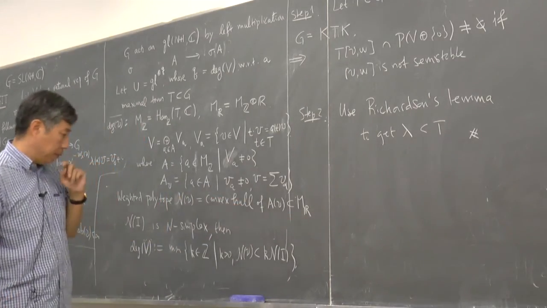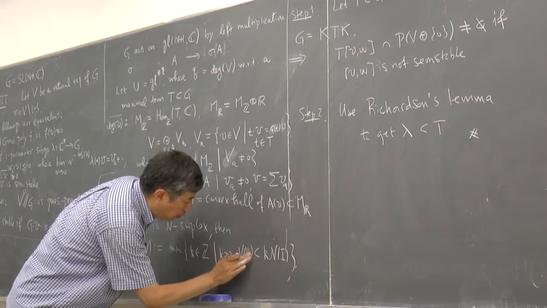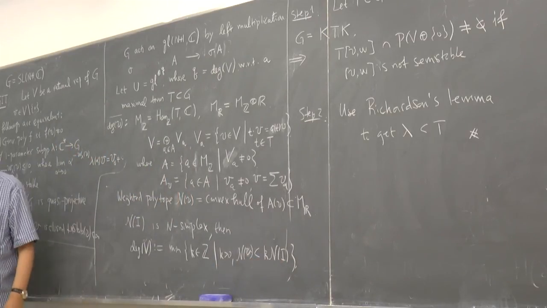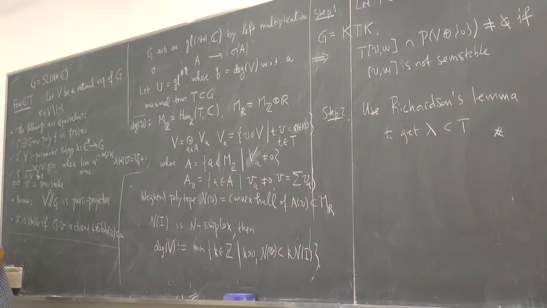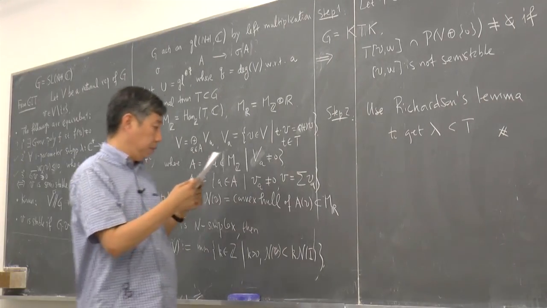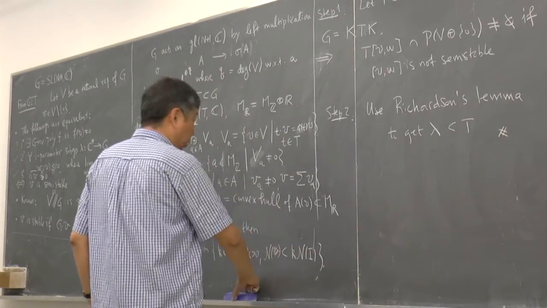Okay, all the polytopes are inside the M_R. Okay, so this is just a scaling by k times. Okay. So this is defining the degree of V, and then we can get an.